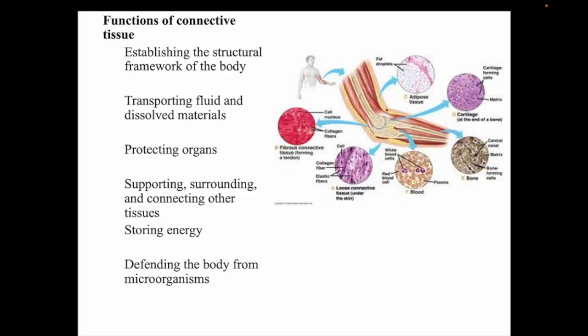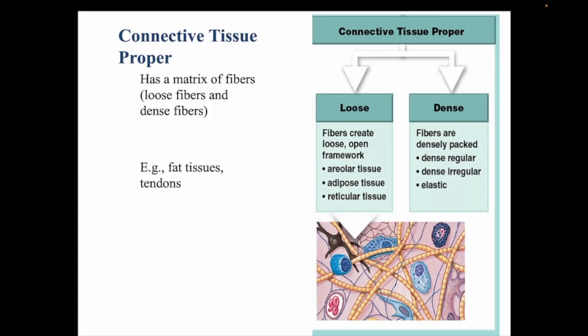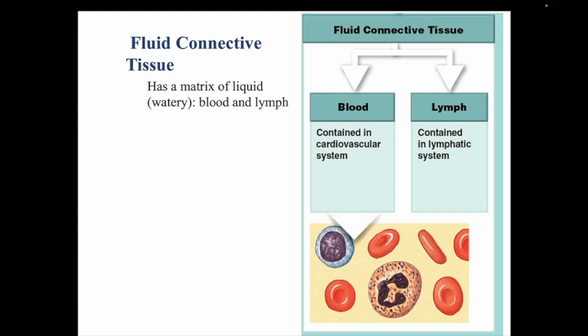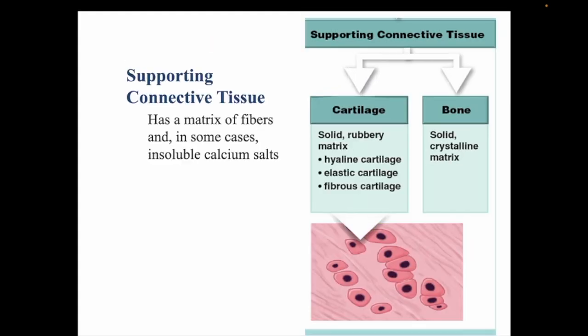So the functions don't really matter because it will depend on the type of tissue, and they should make sense. So the classification is a bit tricky, you know. Again, you have to go with this on your own, but proper means that is the actual connective tissue that we think about, the connective tissue that's just binding. And the question is, is it loose or is it dense? Loose because the fibers are loosely packed, or dense because the fibers are densely packed. Then there's fluid connective tissue, and we think about the blood and the lymph. And then there's supporting connective tissue, which is the cartilage and the bone.